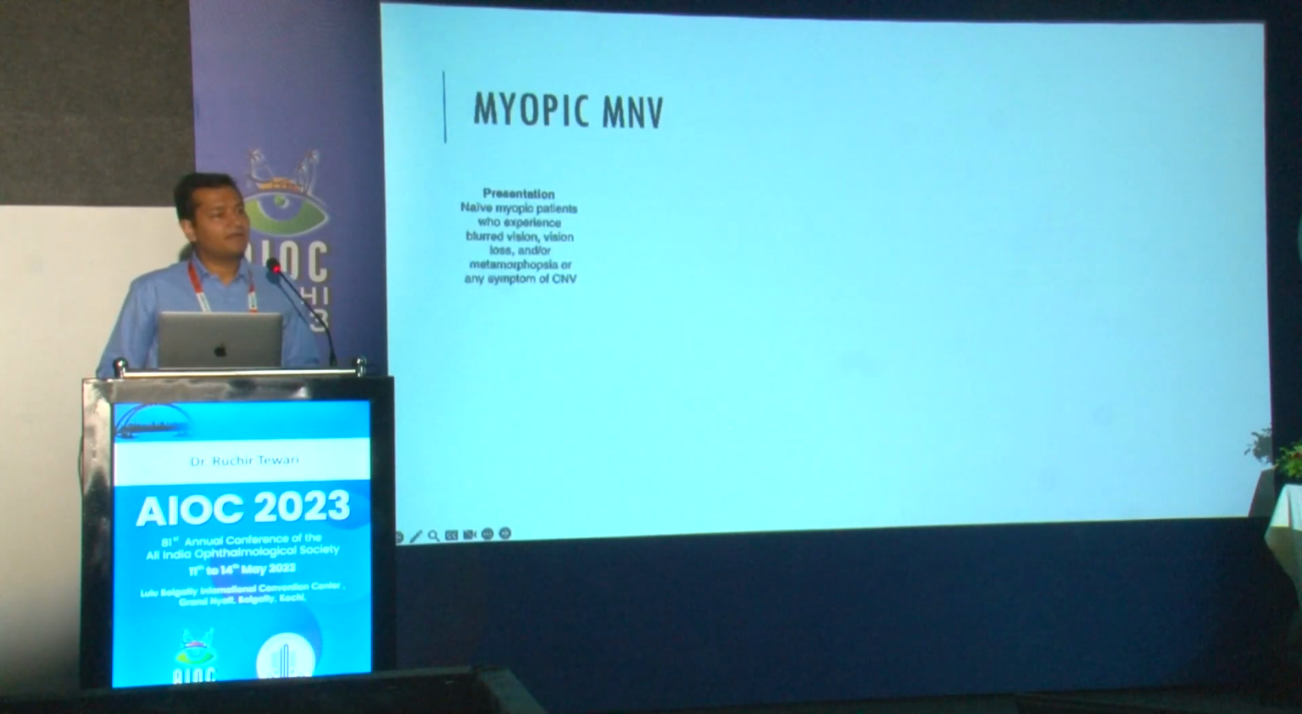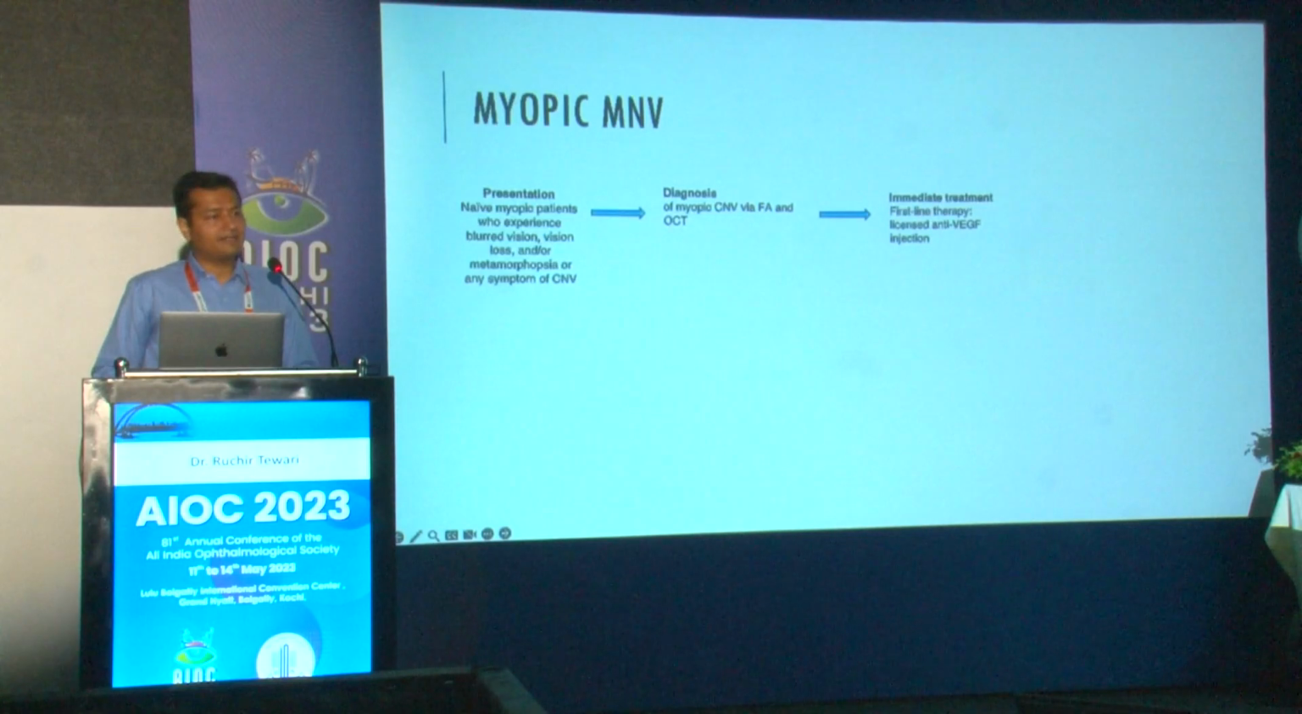So what is myopic MNV? Again, it is a type of choroidal neovascular membrane that is seen in degenerative myopia. Now, how is it different from other types of MNVs? You do require an angiography in most of the cases, because this being a very inactive form of CNV may not require treatment in most cases.